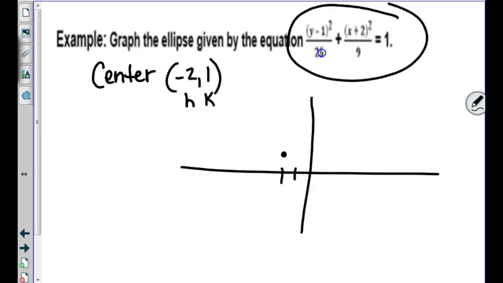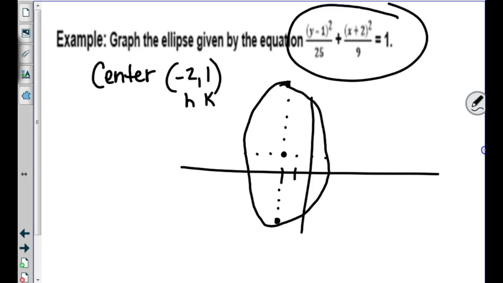I'm not going to go 25, I'm going to go 5, so it fits on graph paper. So square root this and I go 5 in the Y direction because that was underneath the 5. Making sense? So I'm going to go up 1, 2, 3, 4, 5 and down 1, 2, 3, 4, 5. Now, in the X direction, I'm going to go square root of that, which would be 3 each way. Then I draw my oval.